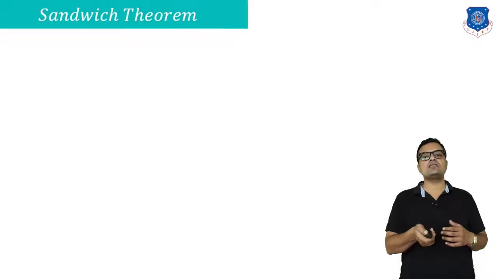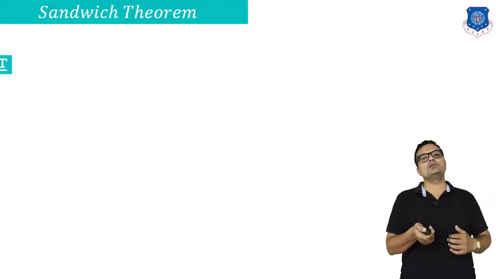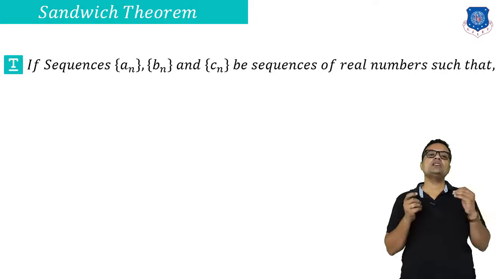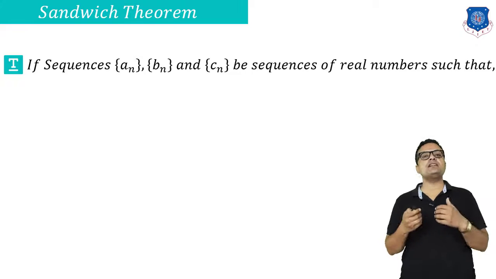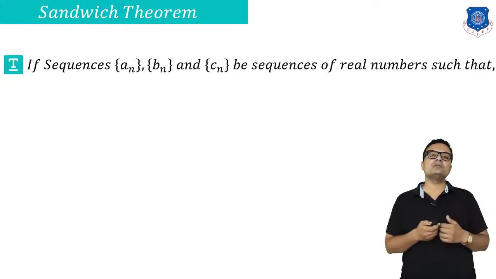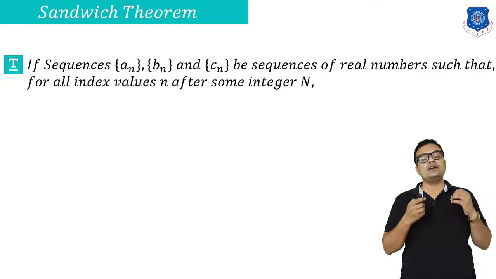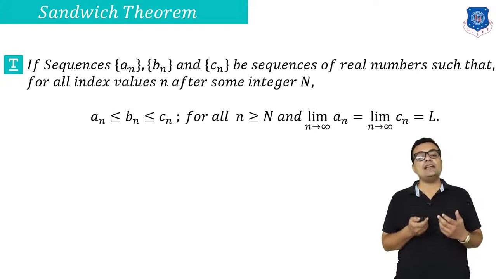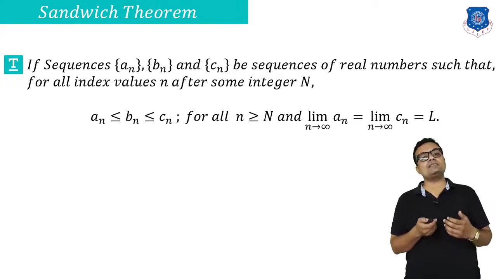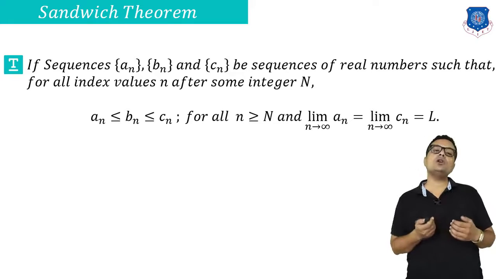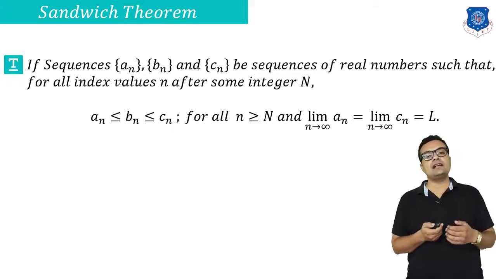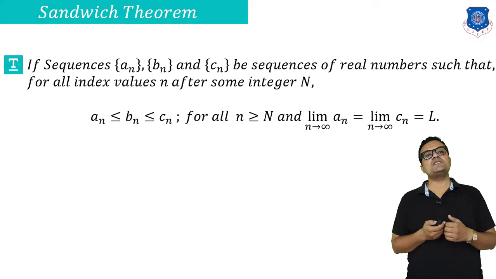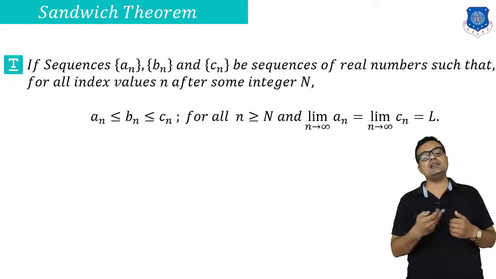I am considering the sandwich theorem. If I go through the statement of the sandwich theorem, it is something like this. If we have three sequences an, bn and cn of real numbers such that for all index values small n after some integer capital N, an is less than or equal to bn is less than or equal to cn for all small n greater than or equal to capital N, and at the same time the limit of an and cn is capital L.